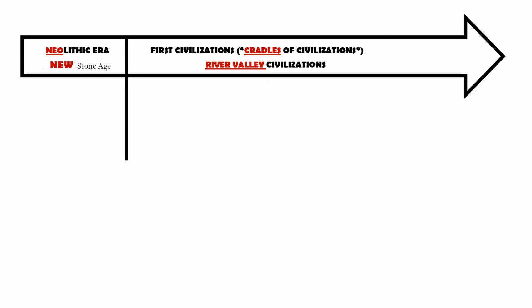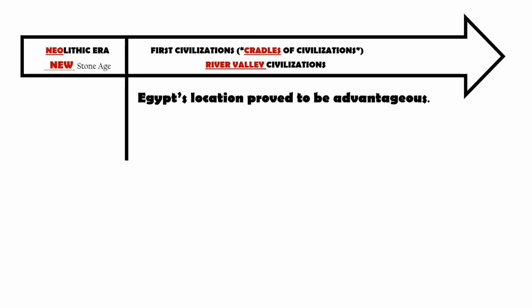So let's talk about ancient Egypt. I'm going to begin with this statement. Egypt's location proved to be advantageous. So here are some details to help support this sentence. Egypt existed on the Nile River, the longest river in the world, and that river could flow from south to north, and it would eventually branch out into a fan-like delta, dumping into the Mediterranean Sea. This allowed for a lot of trade and transport along this river.